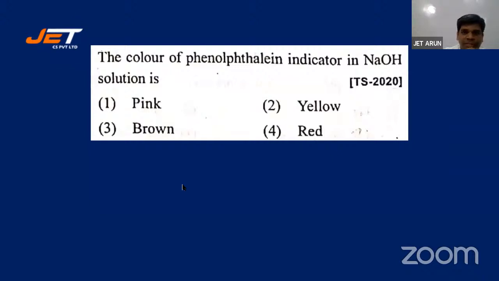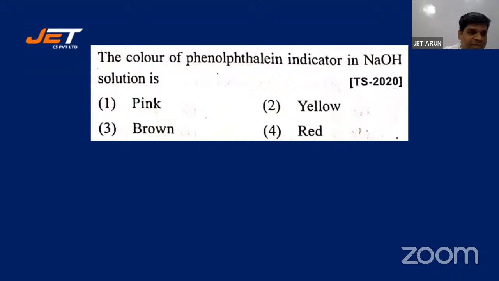The color of phenolphthalein indicator in NaOH solution is... Phenolphthalein is an indicator. What color does it show in NaOH solution? What is NaOH? It is a basic solution. In a basic solution, what color does it show? In a base, which indicator? Phenolphthalein. What color does phenolphthalein indicator show in a basic solution? Yes, Sidhu, you are right. Yashwant is right. Chetan, please think again. Okay, let's see the answer.